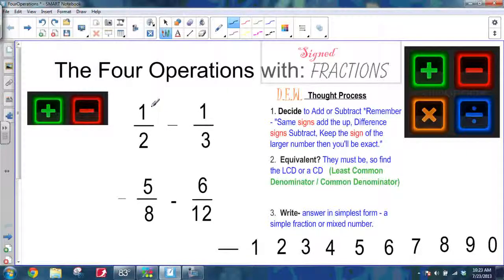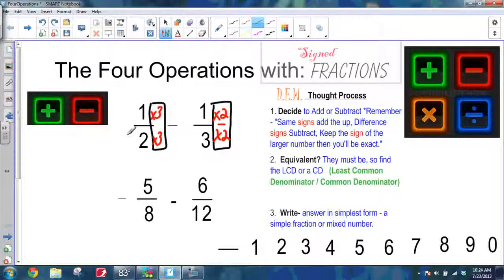So I'll take my magical one or scale factor, and I'm going to change this 1/2 into sixths. So 2 times what makes 6? Well, 2 times 3. And what I do to the bottom, I also do to the top. Now, on the third, how can I make thirds into sixths? Well, 3 times 2 is 6, and what I do to the bottom, I do to the top.